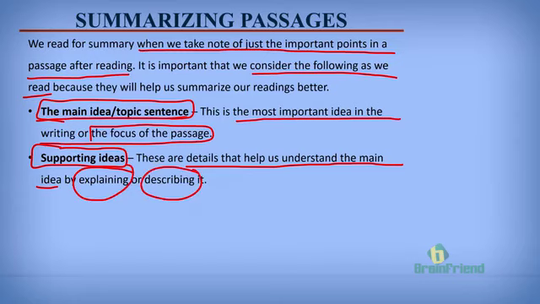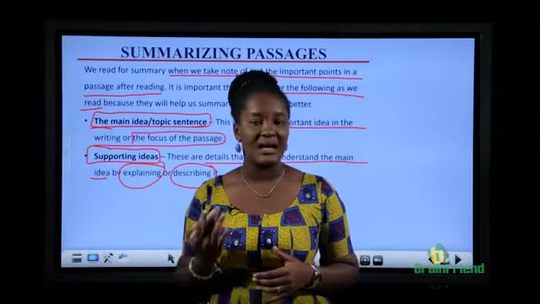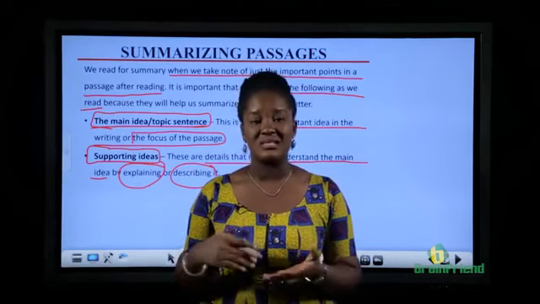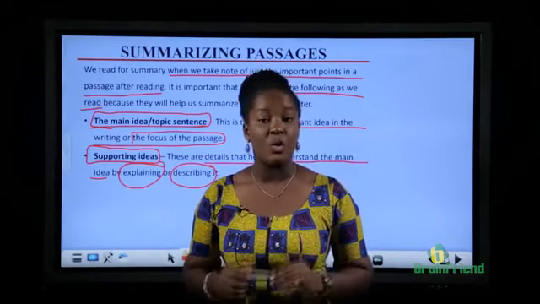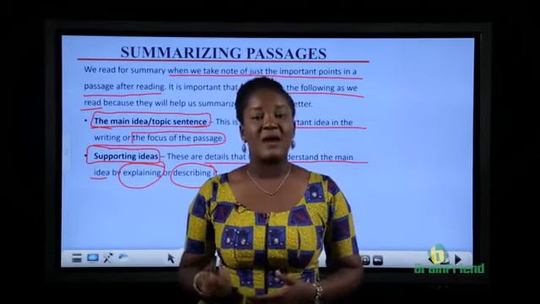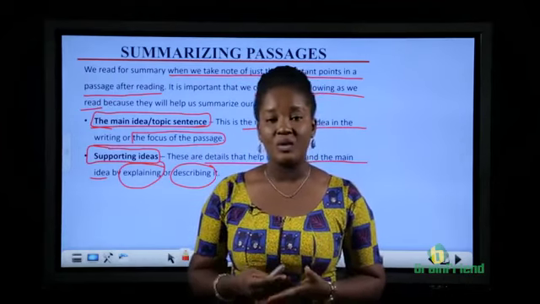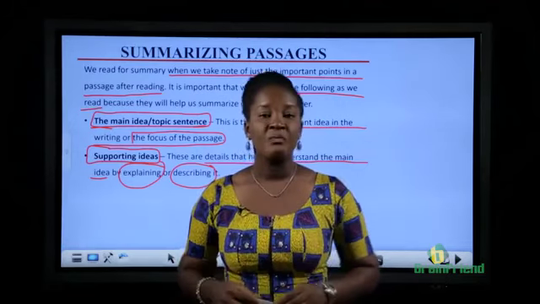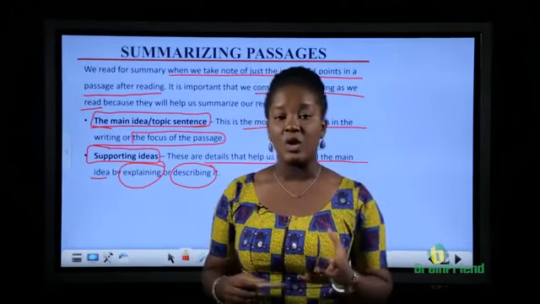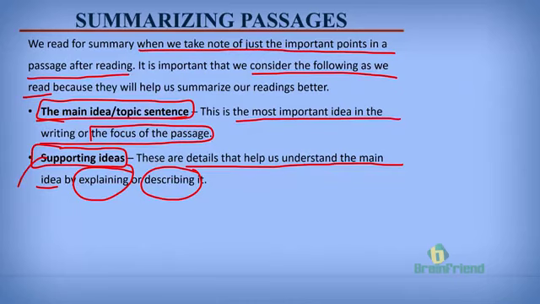We also talked about supporting ideas when we did reading for main or supporting ideas. These are ideas or details that further explain what the main idea is all about. They describe by giving examples, by giving illustrations that would further explain what the main idea is talking about. We also should take note of supporting ideas as we read for summary.